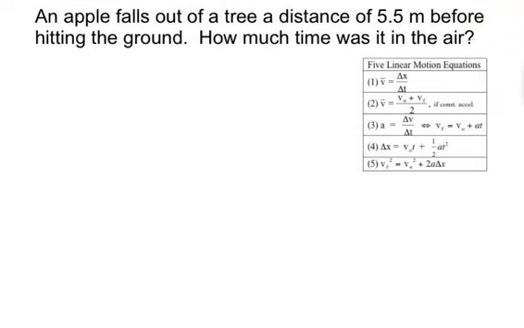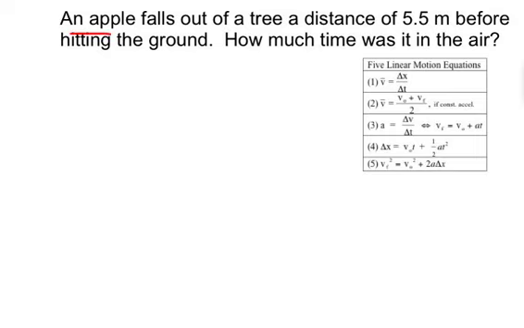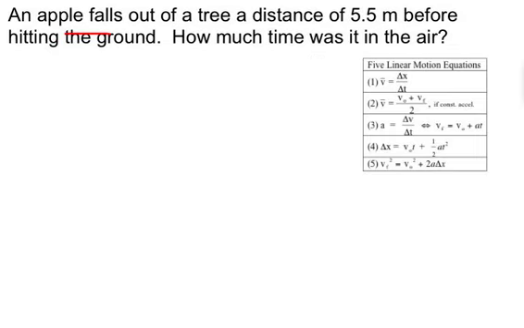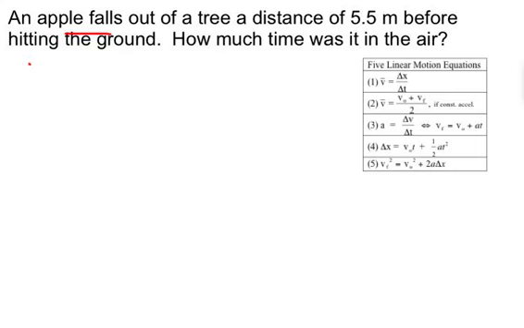All right, we have another motion problem. So again, I'm going to start by taking inventory. An apple falls out of a tree a distance of 5.5 meters. So delta x, we're going to call 5.5. So delta x.